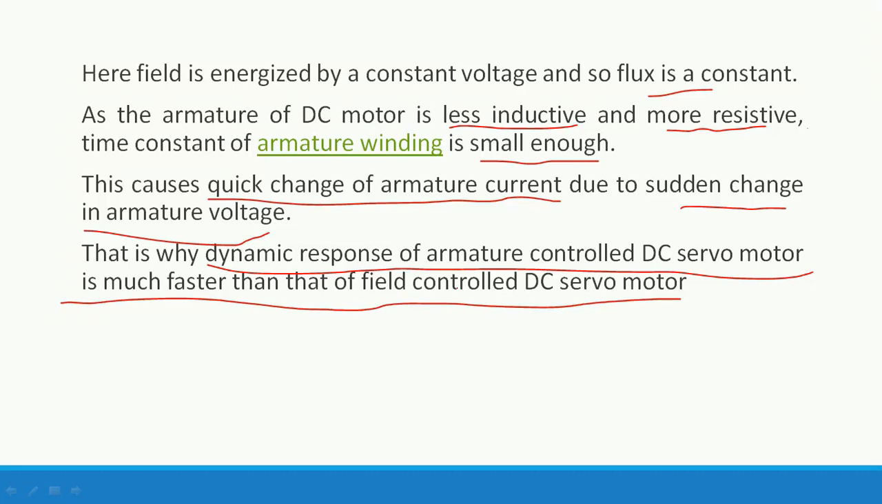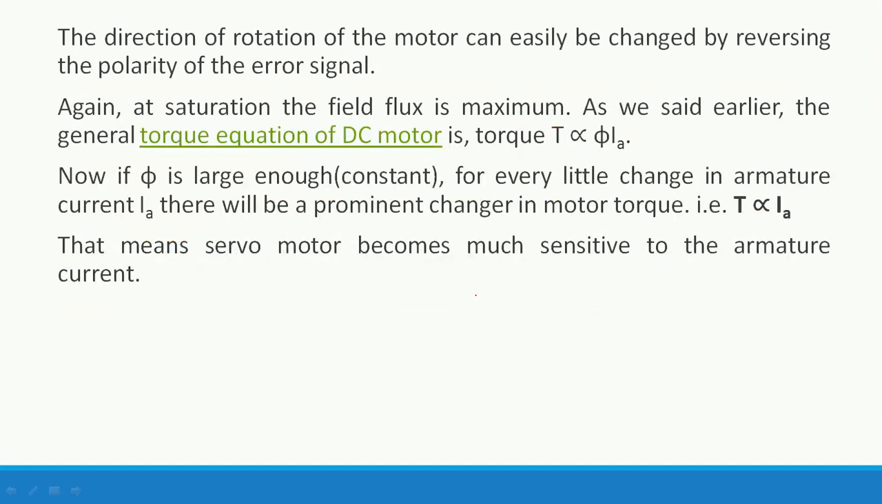That is why the dynamic response of the armature controlled DC servo motor is faster as compared with the field controlled DC servo motor. Remember this, it is the advantage of armature control over field control. The direction of rotation of the motor can be easily changed by reversing the polarity of the error signal. That will change the direction of motion of the shaft.